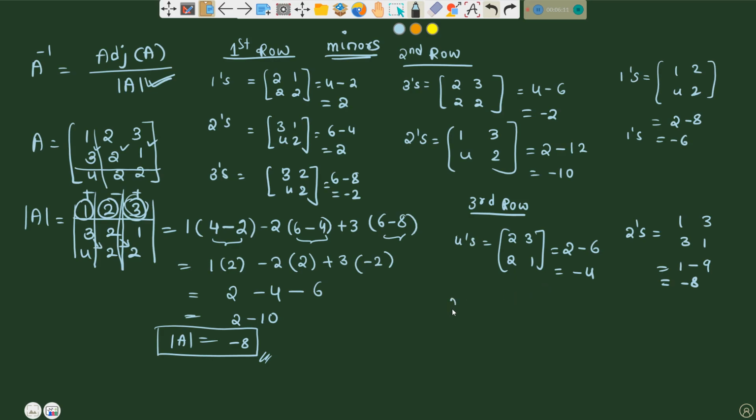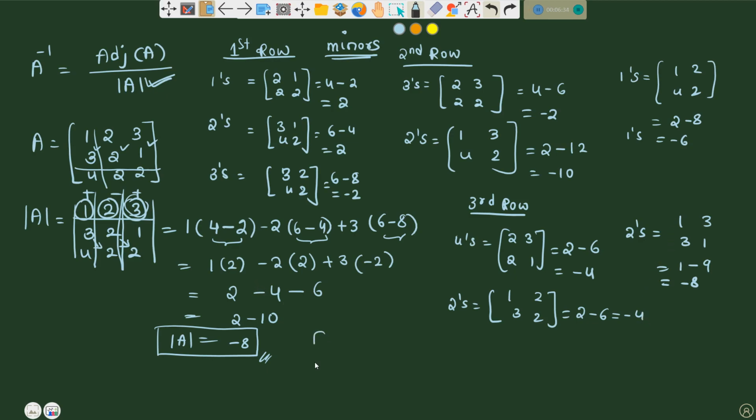Now the last number, 2's. So you have 1 2 3 2, correct? So you are left with the last row, last column. If you delete, you are left with 1 2 3 2: 1 into 2 is 2, minus 3 into 2 is 6. This will be minus 4. Now you have got all the elements.